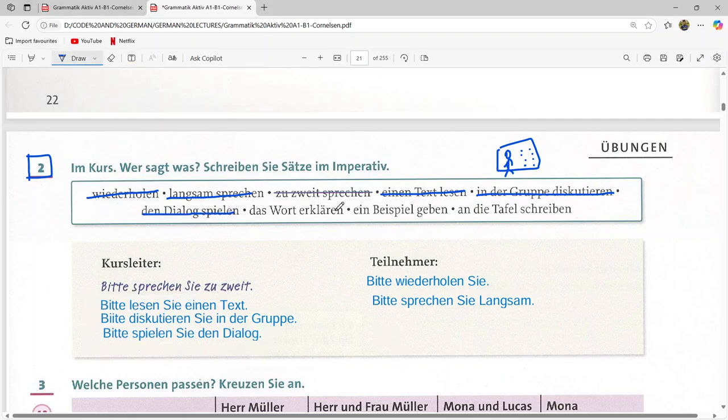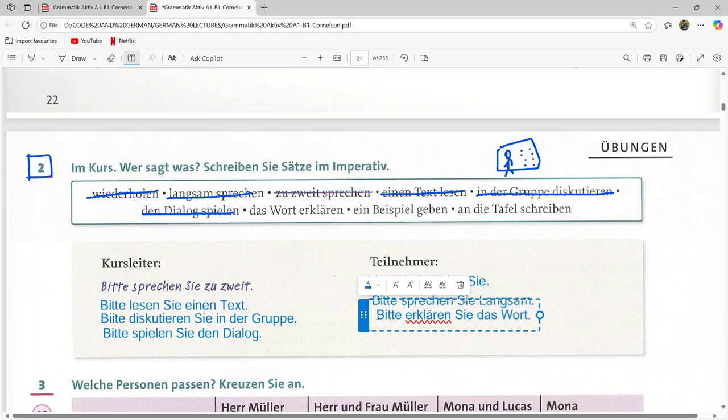Das Wort erklären means clarify the word. So clarify the word. The students are asking the teacher to clarify the word. So it is the statement of the students. Bitte erklären Sie das Wort. Okay.